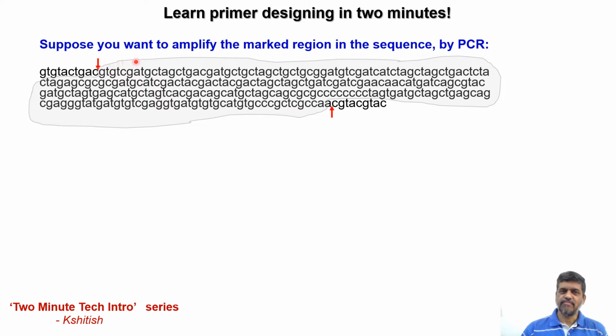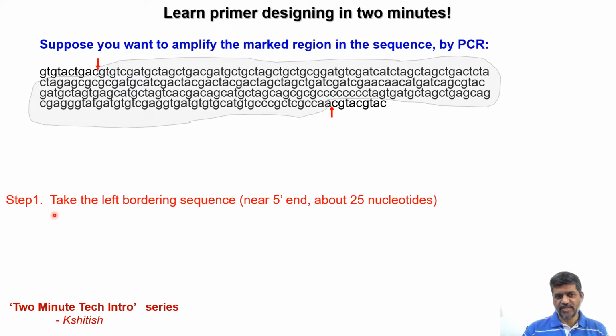Suppose you want to amplify the marked region in the sequence by PCR. You have to start with primer designing. And what it means, there are a few simple steps. First step, you take the left bordering sequence somewhere here near the 5' end.